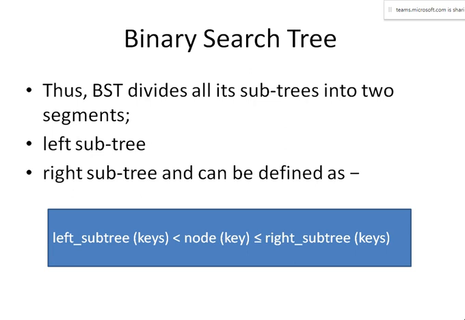Thus, binary search tree divides all its subtrees into two segments, the left subtree and the right subtree. Now, this can be defined using the following equation. The left subtree keys are less than the node key, that is the root key here, which is less than or equal to the right subtree keys.